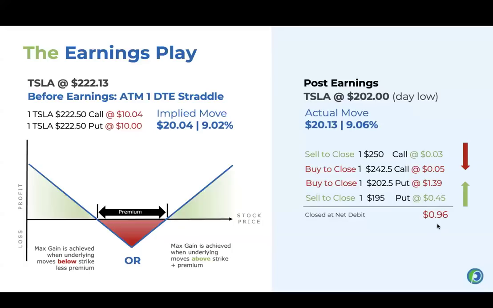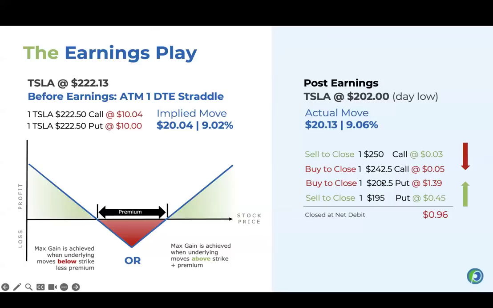A short strangle has a short call, and a short call has unlimited risk potential. But yes, I am talking about this in the context of earnings, as in I'm plotting the implied move and choosing my strike prices based on the implied move. So the implied move was 9%. So $20 higher gives me my call price, $20 lower gives me my put price. And since it went to 202, it stayed in the range that we needed it to be.